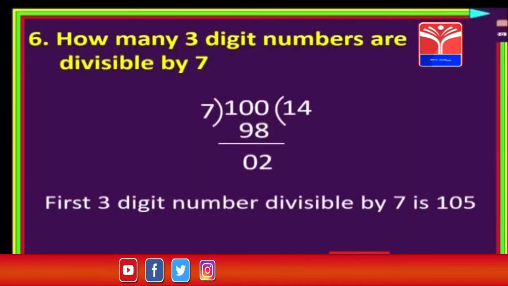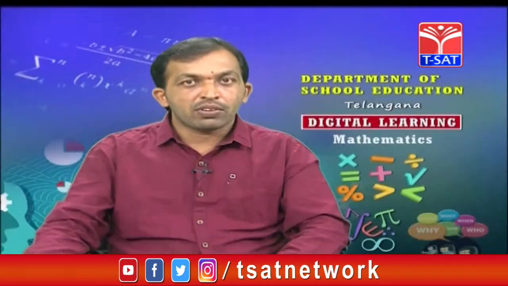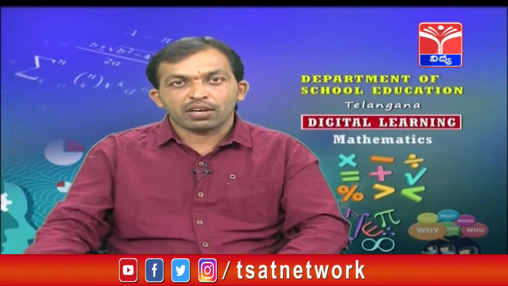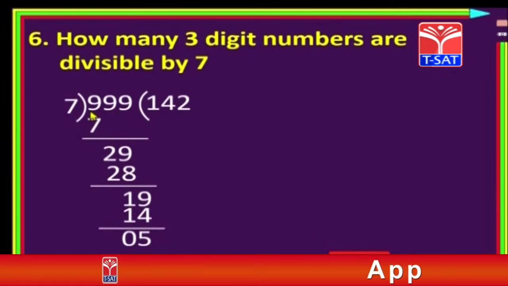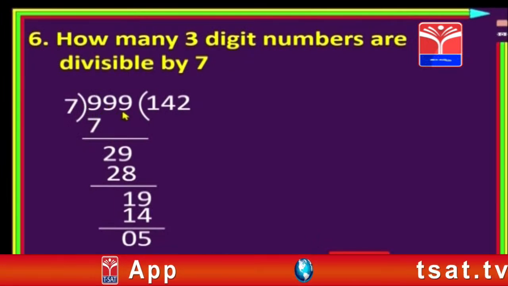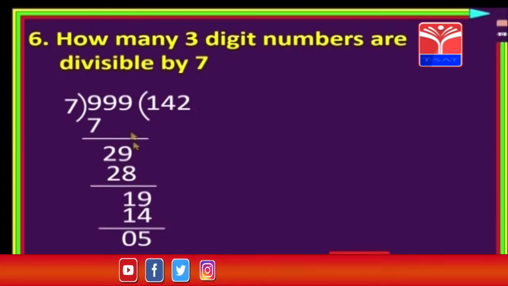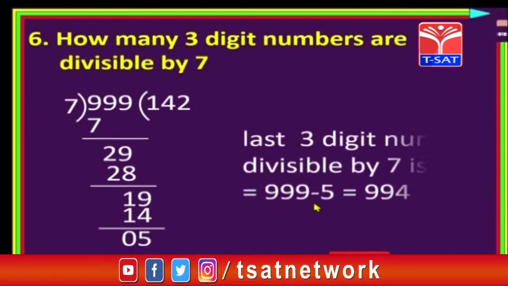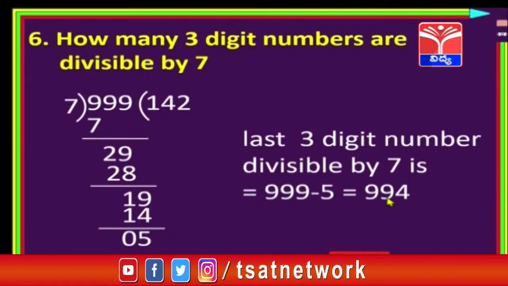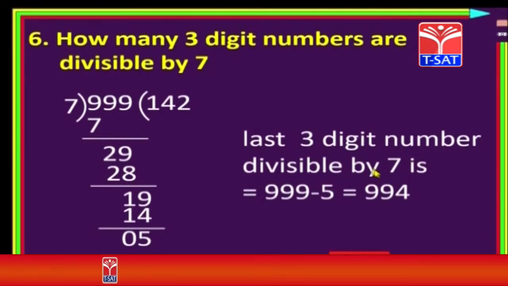Similarly, we can find the largest 3-digit number which is divisible by 7. The largest 3-digit number is 999. Divide by 7. After the simple division calculation, the remainder is 5. So 999 minus 5 is 994. So the greatest 3-digit number which is divisible by 7 is 994. The smallest number is 105 and the largest number is 994.